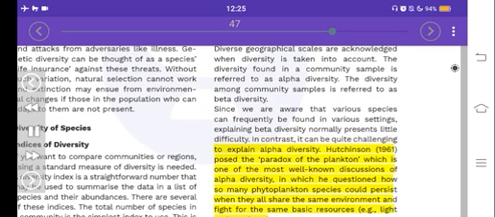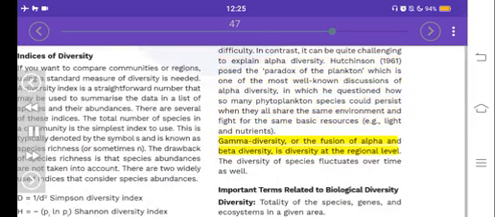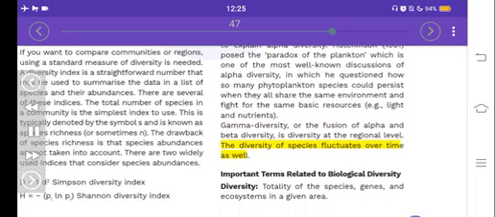Hutchinson, 1961, posed the paradox of the plankton, which is one of the most well-known discussions of alpha diversity, in which he questioned how so many phytoplankton species could persist when they all share the same environment and fight for the same basic resources, e.g., light and nutrients. Gamma diversity, or the fusion of alpha and beta diversity, is diversity at the regional level. The diversity of species fluctuates over time as well.